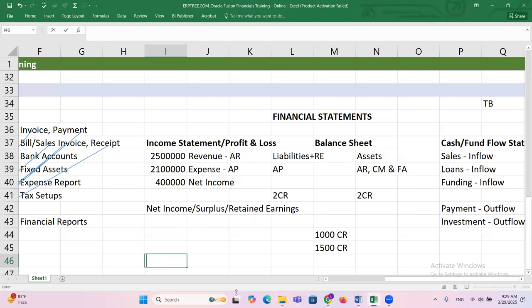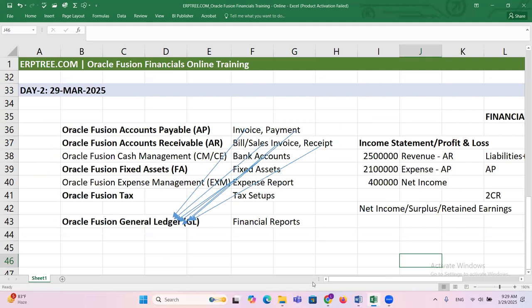Apart from these, what we prepare, there are many standard reports Oracle is delivering. We'll see those.